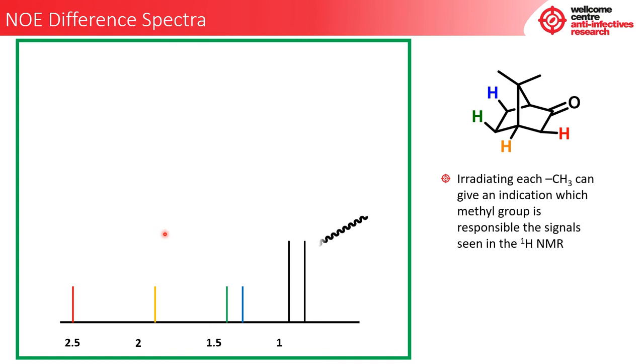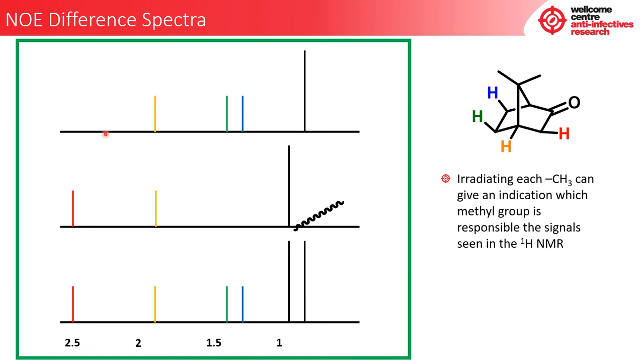The same for the next CH3: we can see now that there's a disappearance of the red and the emergence of the green and the blue. What does this then tell us? Well, this tells us that this peak highlighted in blue is actually this CH3 here. Why?